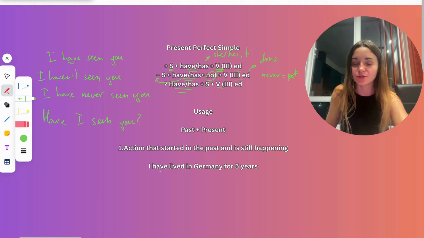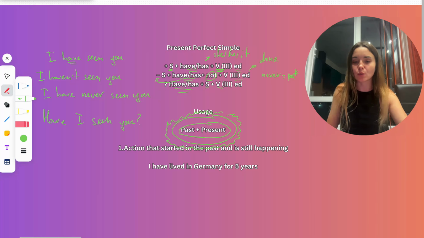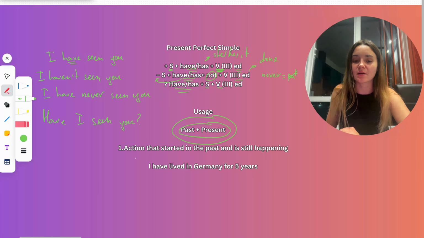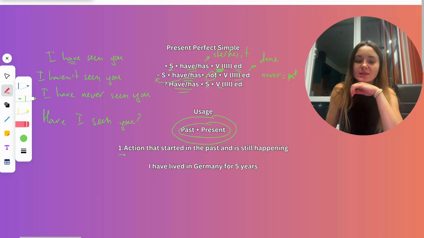Now the usage, the most interesting part. So remember, present perfect simple is everything about the connection between past and present. That's the most important thing about it. That's something that we have to remember, that there is a connection between past and present. It can be different, but it's always there. So, for instance, there are three main cases that we are going to look at when we use present perfect today. So the first one is the action that started in the past and is still happening.